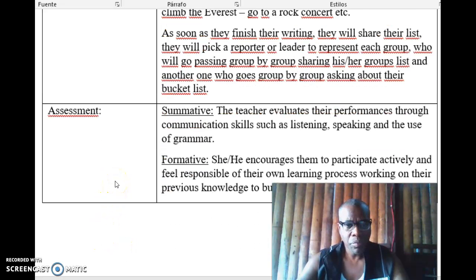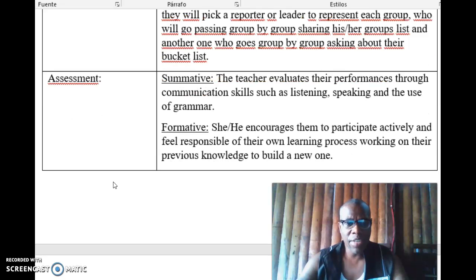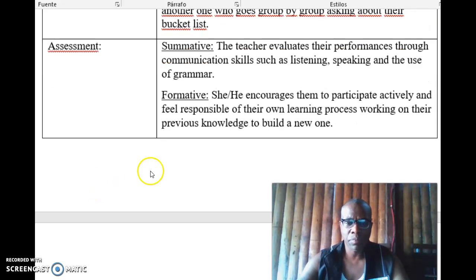Assessment. The assessment for this class is going to be summative. The teacher evaluates the performances through communication skills, such as listening, speaking, and the use of grammar. And formative is another way to do assessment. The teacher encourages them to participate actively and feel responsible in the whole learning process, working with previous knowledge to build a new one.